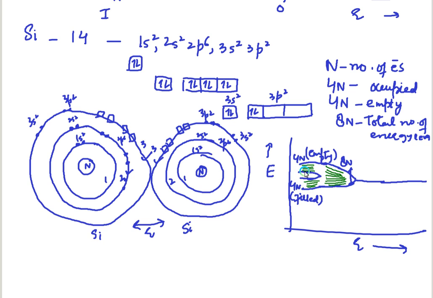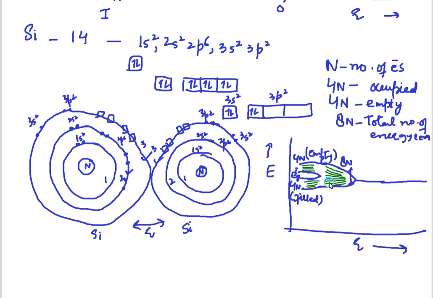Can you see a curve-like empty gap between the two? This gap is Eg. What is Eg? Energy gap, ma'am, the band gap. So this is how the band formation takes place.